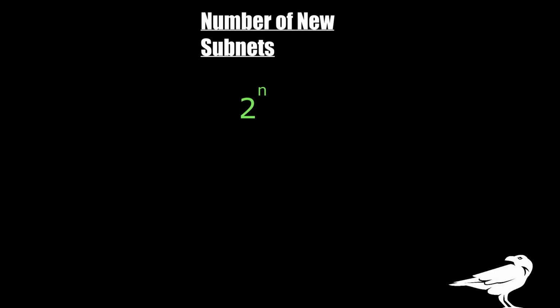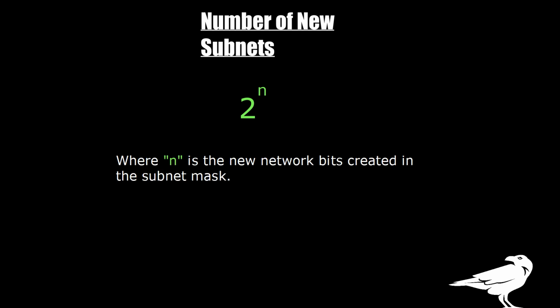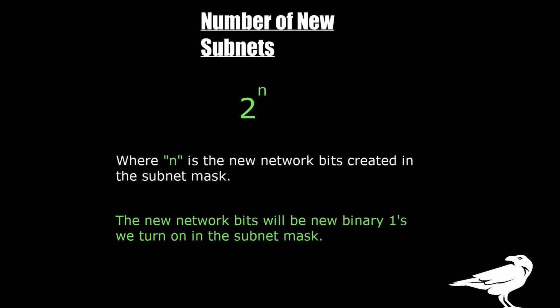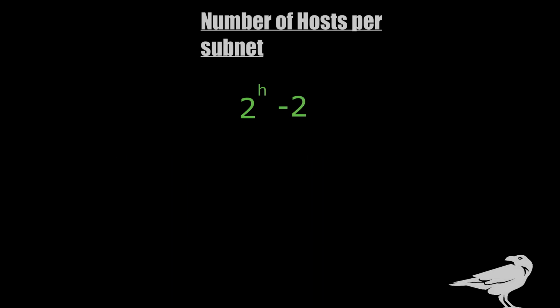So the first formula is 2 to the power of n, where n is going to be the number of new network bits we're going to be creating when we extend the subnet mask in the next video. Whenever we create a new binary 1 in the subnet mask, that is going to be an n bit, and we will keep track of that when we do the subnetting. By substituting that into this exponent, we will get the number of new networks we're creating.